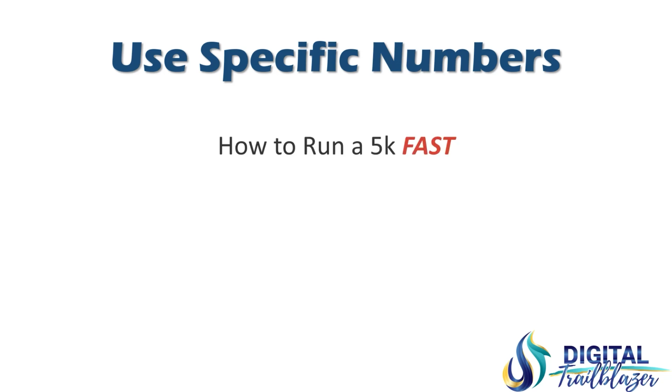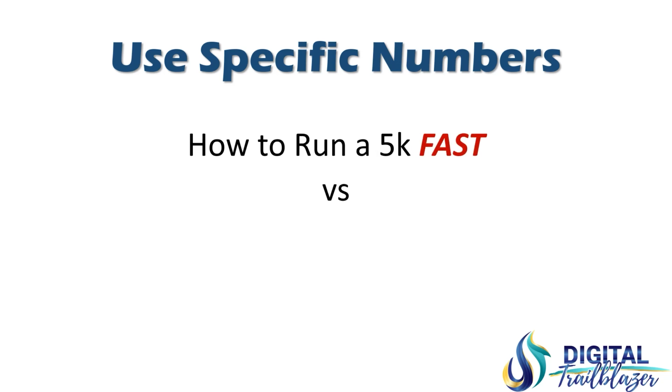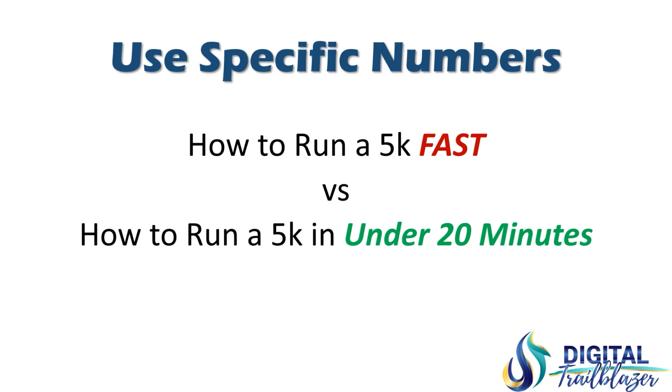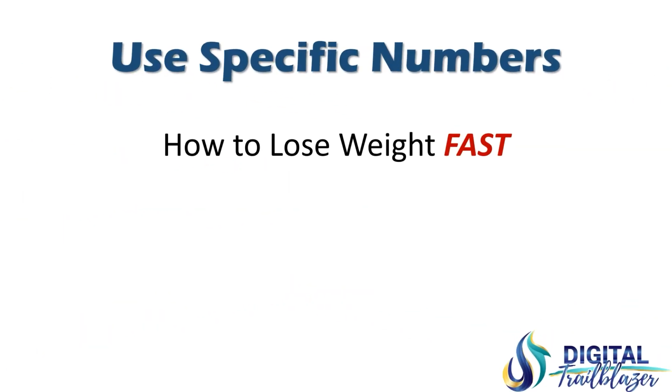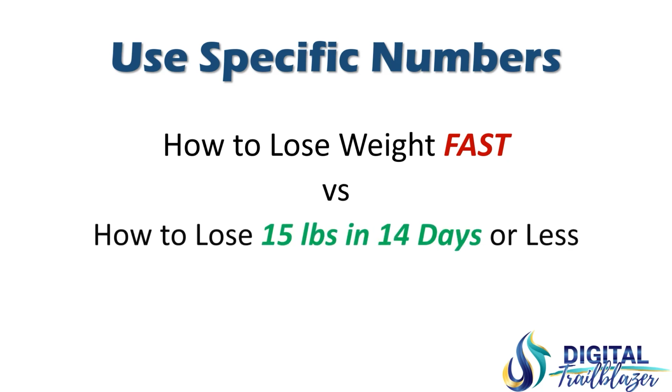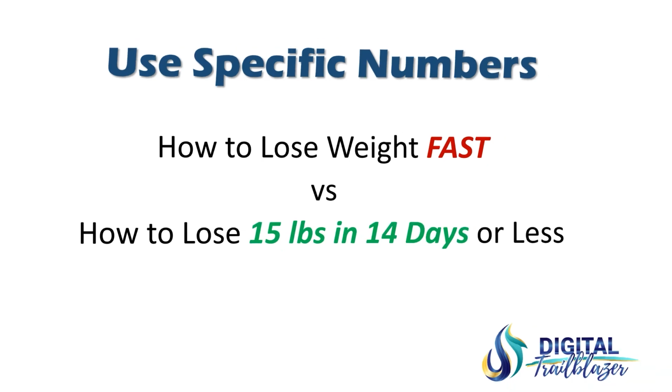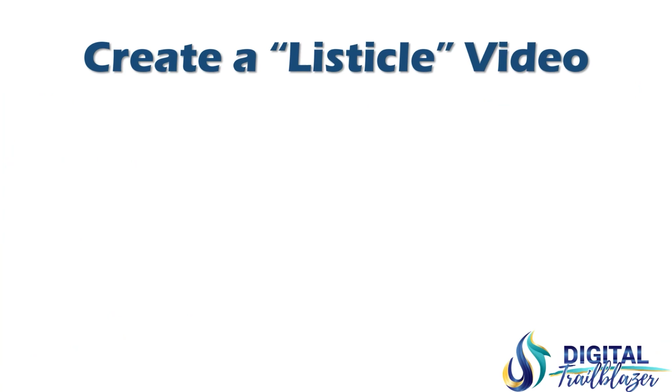Number 2 is to use specific numbers whenever you can. For example, instead of saying how to run a 5K fast, you'd say something like how to run a 5K in under 20 minutes. Or instead of saying how to lose weight fast, you would say how to lose 15 pounds in 14 days or less.